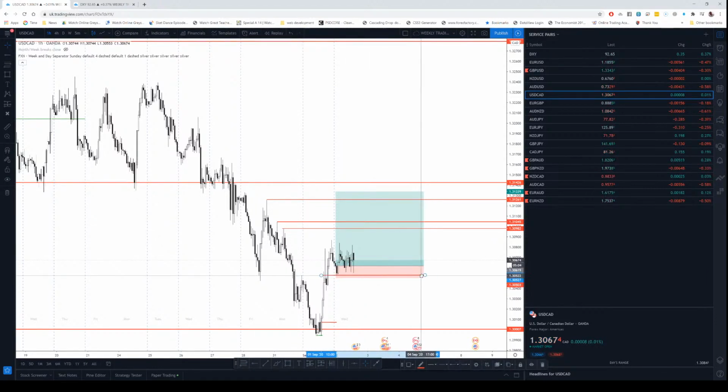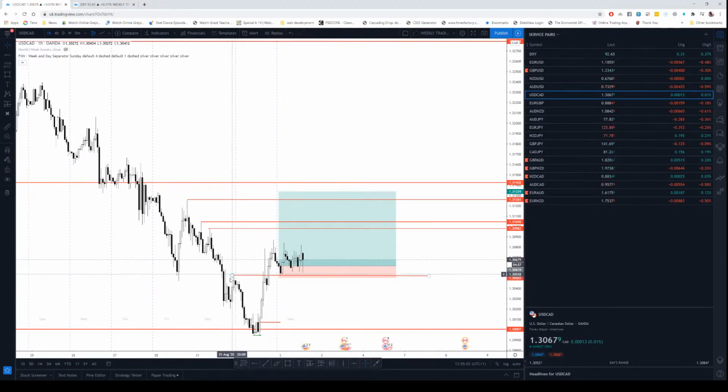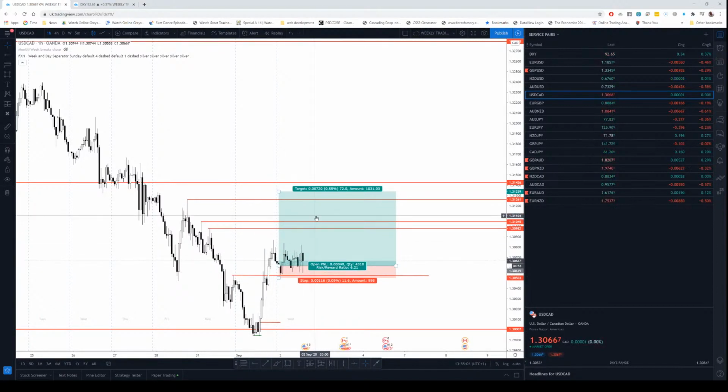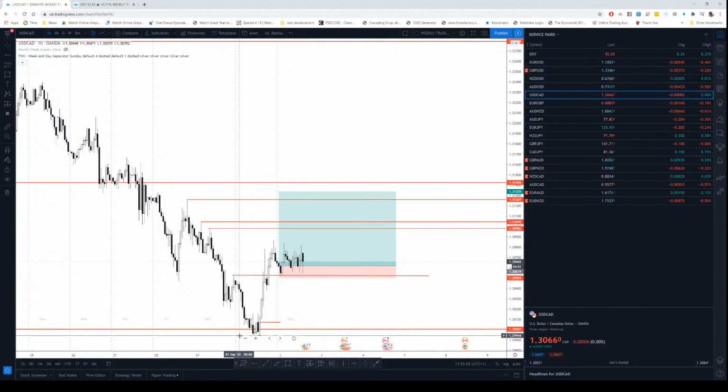And let's draw this. The reason why I've got this line is, if we break this high, then the hourly should continue to be bullish until we break back down again. That's why I've got that line there, to remind me that the hourly is currently bullish.